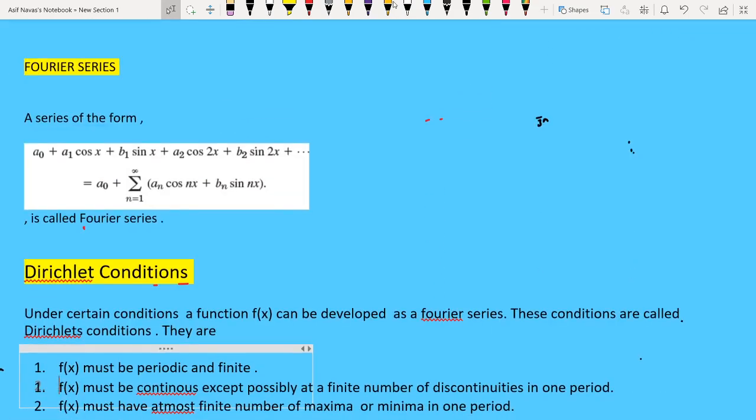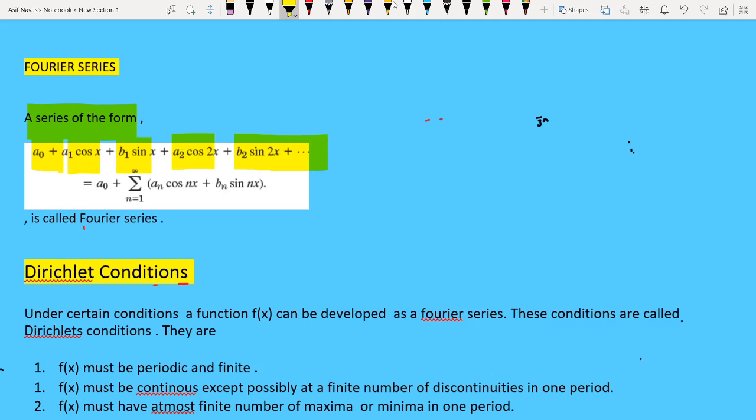Now I will define what is a Fourier series. A series of the form a naught plus a1 cos x plus b1 sin x plus a2 cos 2x plus b2 sin 2x and so on, which I usually represent as a0 by 2 plus the sum from n equal to 1 to infinity of an cos nx plus bn sin nx, is called the Fourier series. That means this is a series of sine and cosine terms.